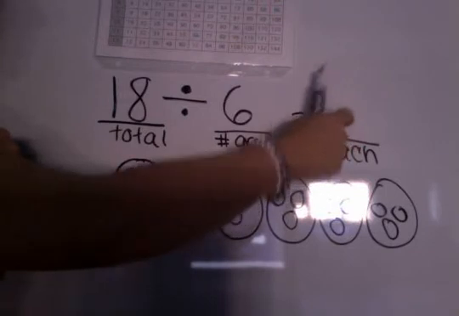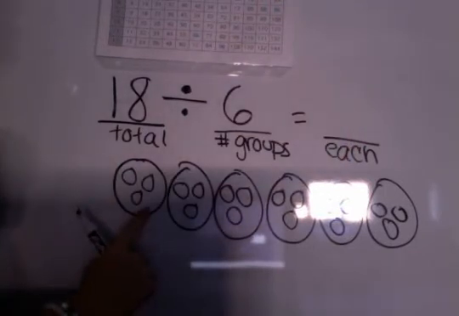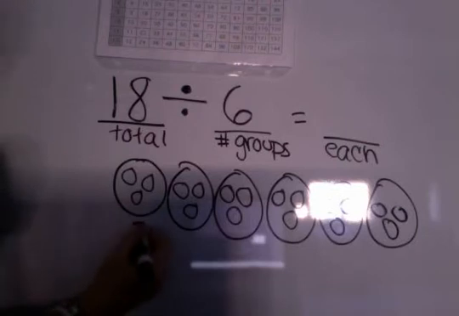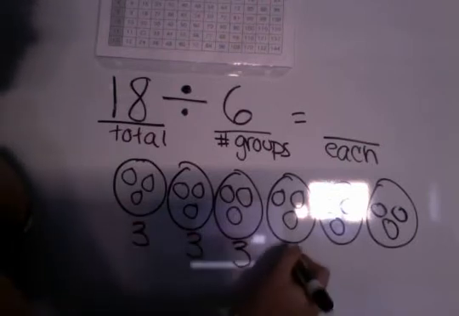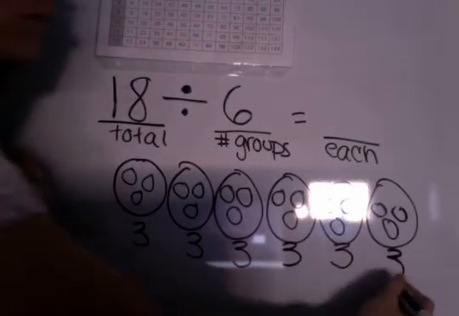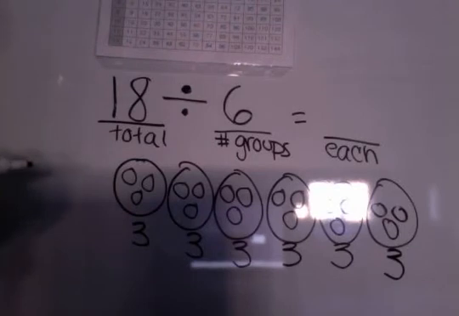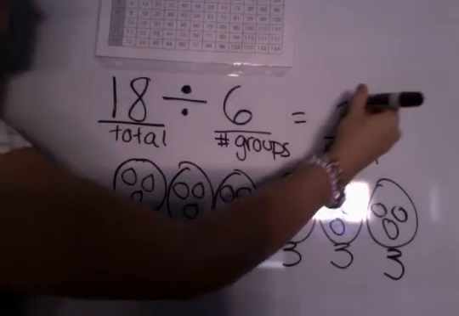But now my quotient, or my answer, is how many are in each? Well, in this one there is 3. In each of the other groups there is also 3. So that means 18 divided by 6 equals 3.